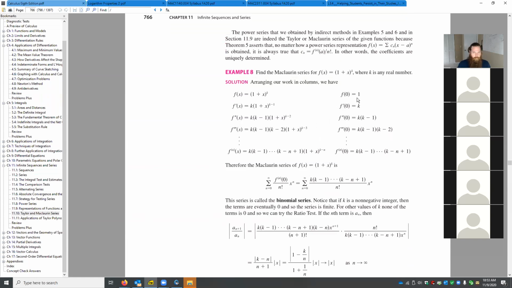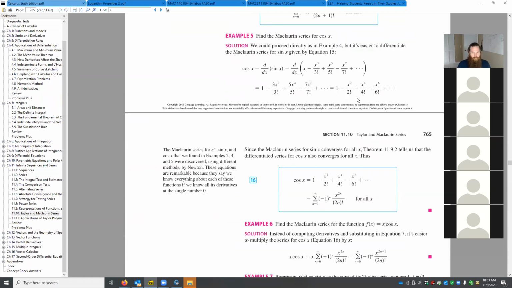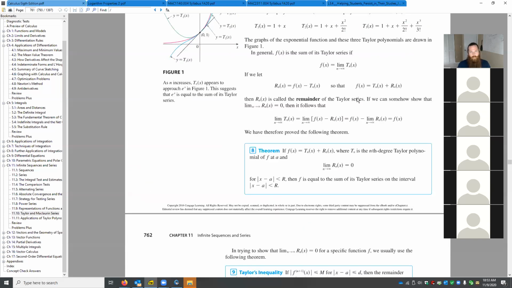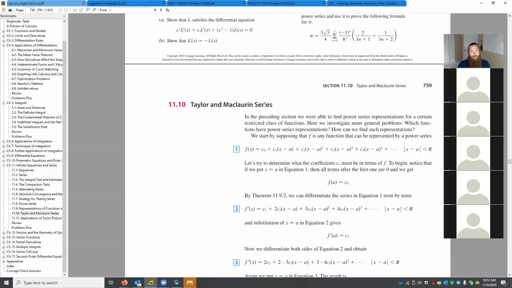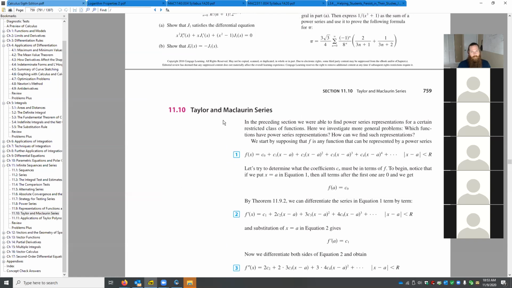So please solve problems 1 and 2 from section 11.9, then get started on the homework, then read section 11.10. All right, read this before class on Friday. Have I said it enough times? All right, that's it. Okay, that is it.